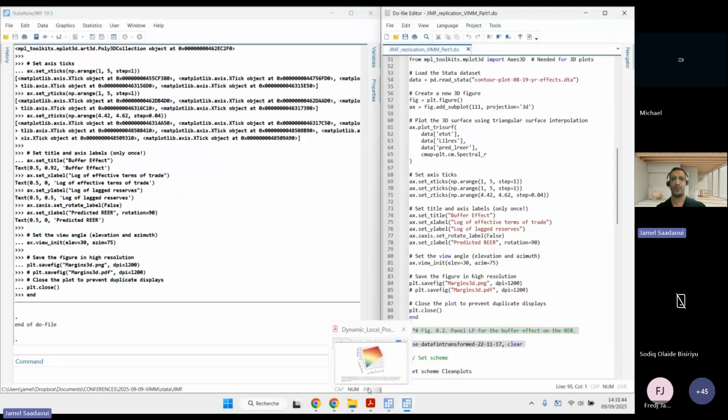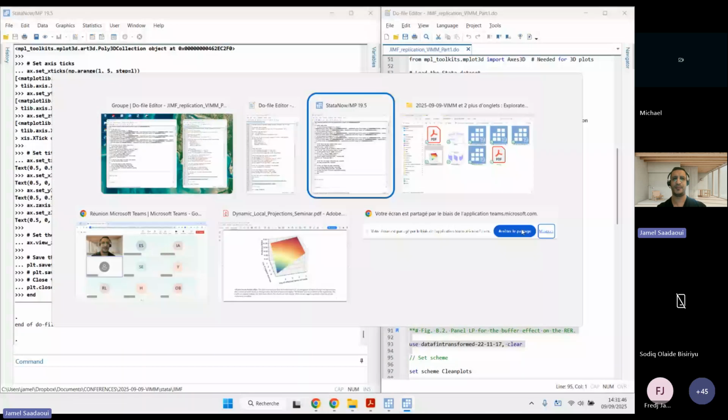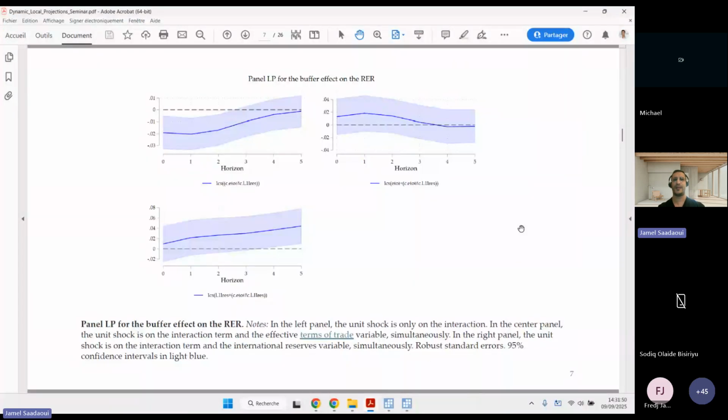So if I go back to the presentation, now we are going to see the equation that you just saw in a panel two-way fixed effect model, but using local projection. But there is something that you need to ensure: that this buffer effect is truly coming from your interaction term. This is something that you can see in the first upper left panel, where we made the shock on the interaction term. And what you can see is that at horizon 0, it's the same as the first equation that I showed you.